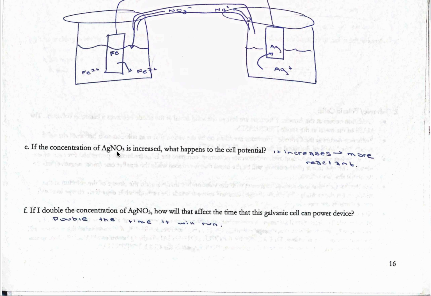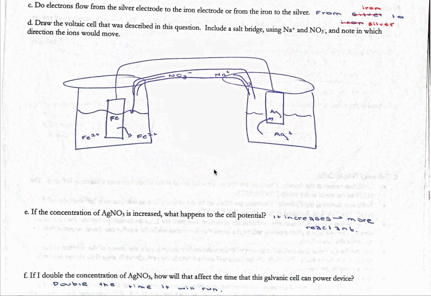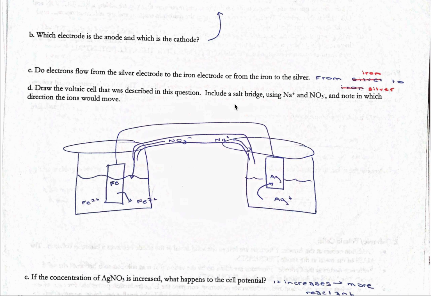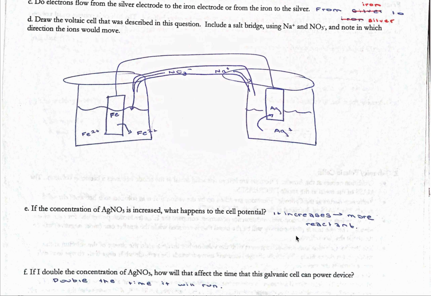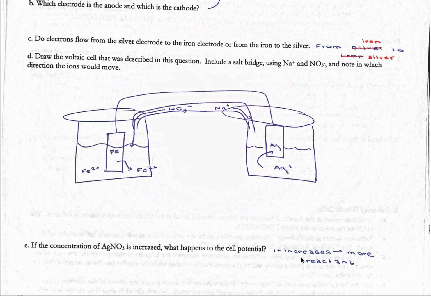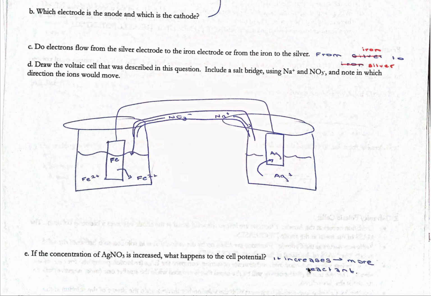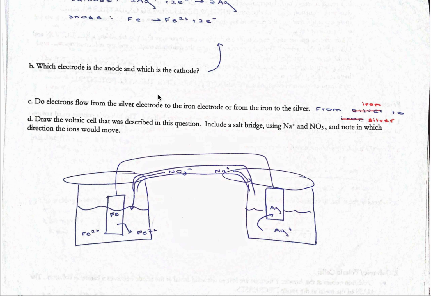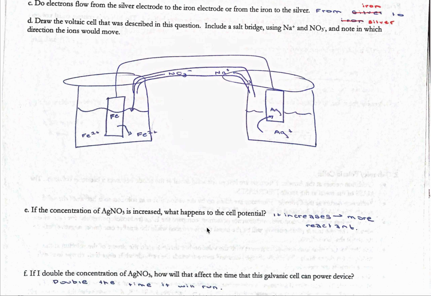All right, if the concentration of Ag+ is increased, what happens to the cell potential? So if you look at your reaction, Ag+ is a reactant. So based on what we've learned so far with Le Chatelier's principle, if I increase the concentration of my reactant, I'm going to force it to the right, and therefore my cell potential is going to increase because I'm going to form more product. So the reaction is going to be pushed to the right, which means that my cell potential would increase.